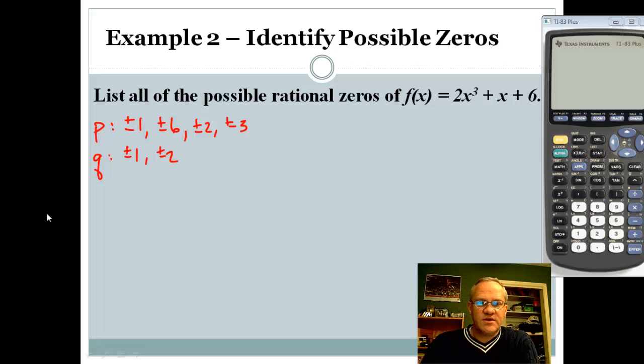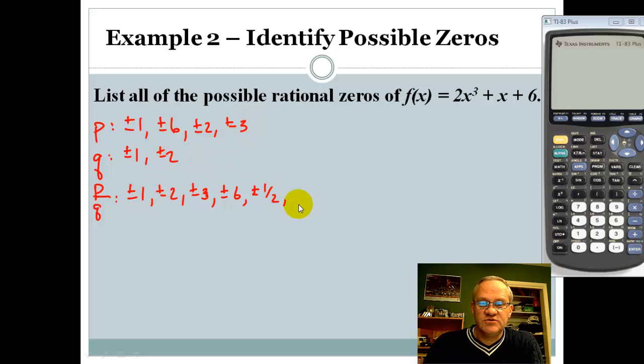So we've got all the combinations of p over q, which would be plus or minus 1, 1 over 1, plus or minus 2, which is 2 over 1, plus or minus 3, which is 3 over 1, and 6 over 1. So we got all those, but then we also have 1 over 2, which is 1/2. Then we've got 6 over 2, which is 3. Oh, we've already got that one. I don't have to write it again. So, good. 2 over 2, which is 1. I already got that. Don't have to write it again. And then 3 over 2, so we also have plus or minus 3 over 2.